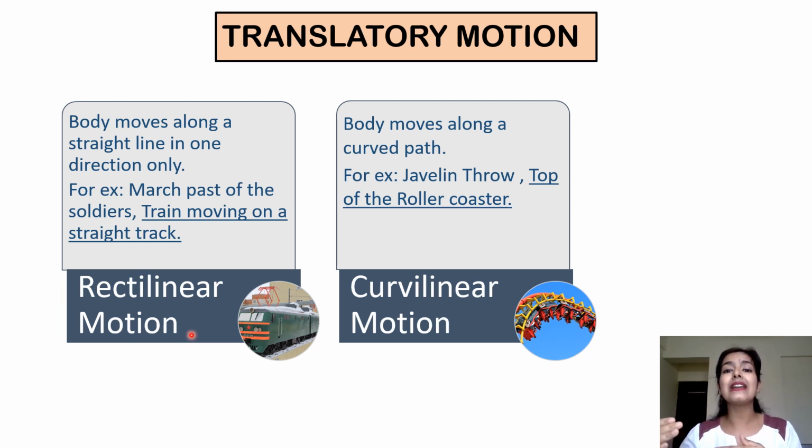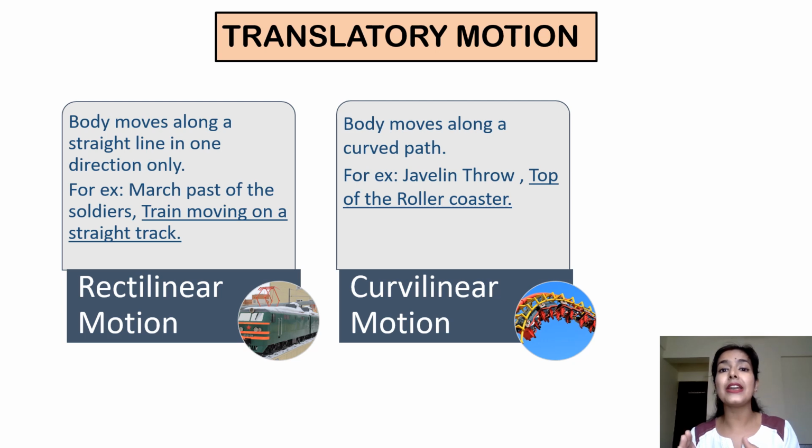A car moving on a straight road. Fine. While marching, soldiers move in a straight path. And you can see in the figure also that the movement of a train on a straight track is also a kind of rectilinear motion. Am I clear? Next one is curvilinear motion.